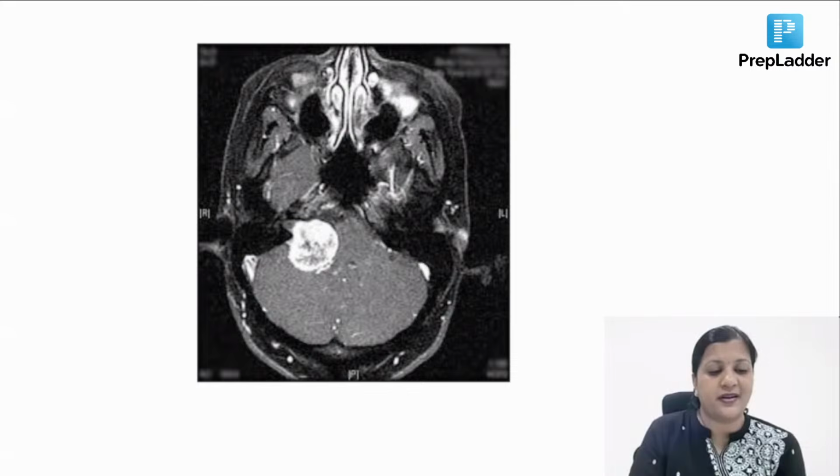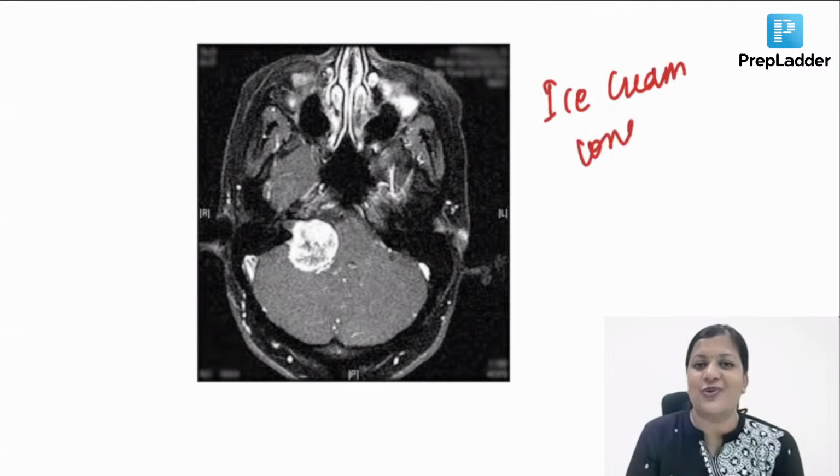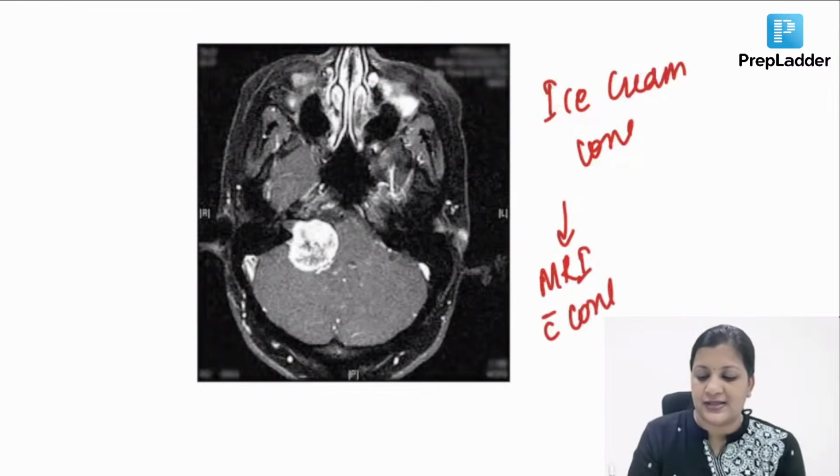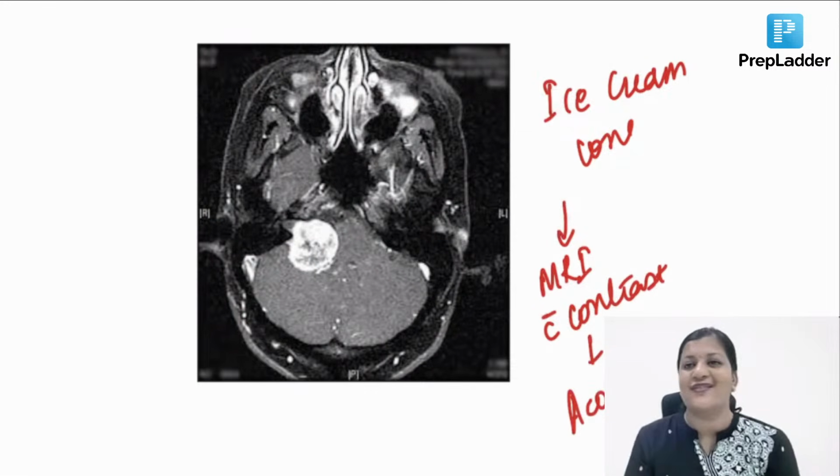A typical appearance. What is this appearance? Yes, we call this an ice cream cone appearance. Seen in what? It is seen on MRI brain with contrast. Seen in which condition? Yes, acoustic neuroma, also called vestibular schwannoma.